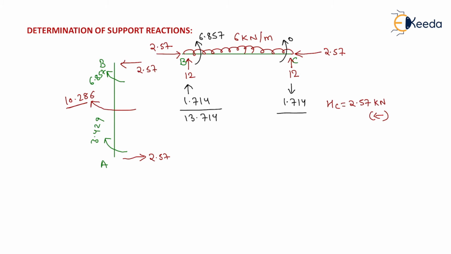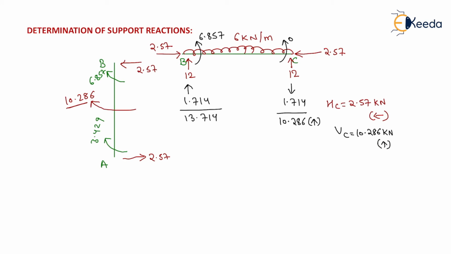So the net reaction at B will be equal to 13.714, and at C it will be equal to 12 minus 1.714, which equals 10.286 in the upward direction. So Vc will be equal to 10.286 kilonewton in the upward direction.